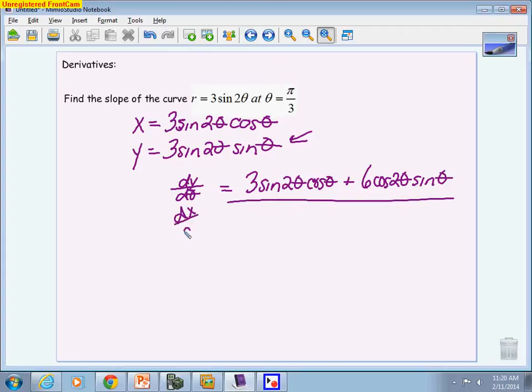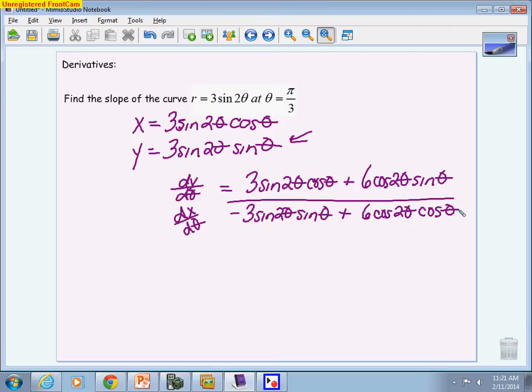dx/d theta in this one is going to be doing the same thing, but with the x equation, using my product rule again. So first times the derivative of the second. The derivative of cosine is going to be negative, so I'm going to put that negative first. So negative 3 sine 2 theta times the derivative of cosine, which is sine with the negative that I put out front. Plus the second times the derivative of the first. So cosine times the derivative. We already said the derivative of 3 sine 2 theta is going to be 6 cosine 2 theta times cosine.